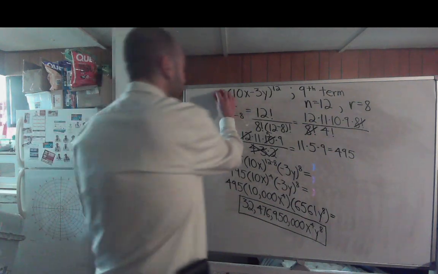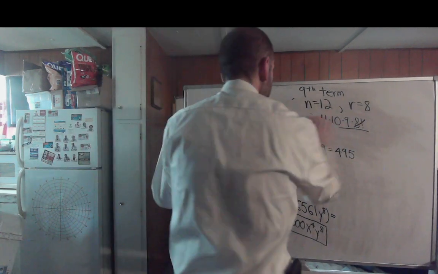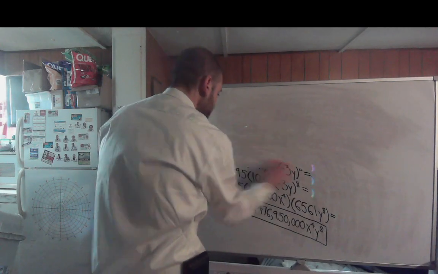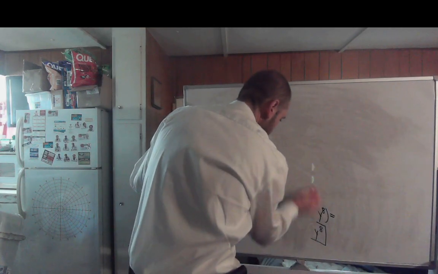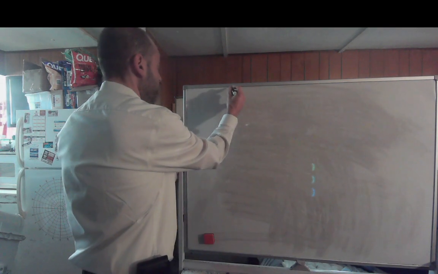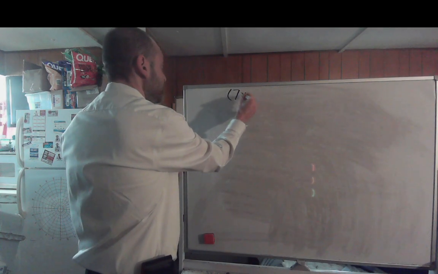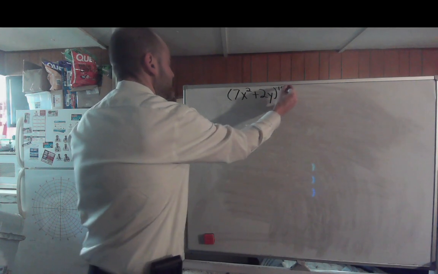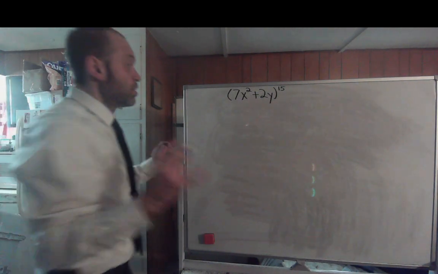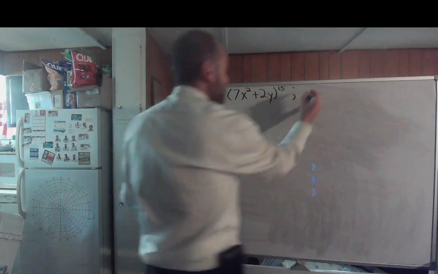All right, let's do one more of just finding a term, and then we're going to change it just a little bit. Now, we're going to throw this at you. What if we had 7x squared plus 2y raised to the 15th power, where they want you to find the eighth term.